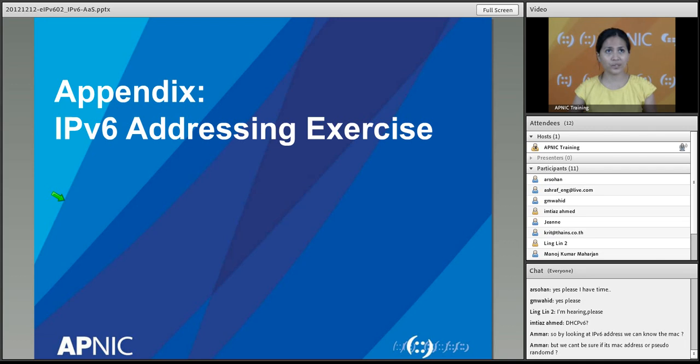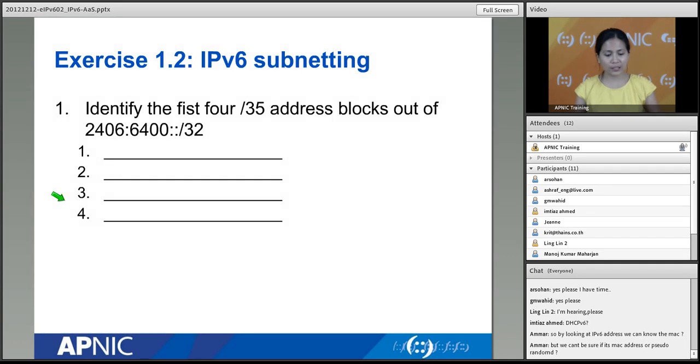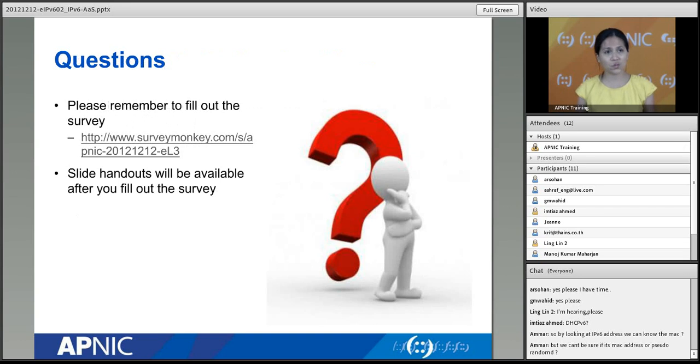If not, I've included a few exercises, I think just two. This first one is finding the first four /36 blocks. And for the second example, there's a typo there, it should be: find the first four /35 blocks. So try and do this. I encourage you to do this. If you don't know how to get there, you can ask me questions on the way. If you come up with the answer but you're not sure whether it's correct or not, you can also send it to me and I will verify if it is correct.